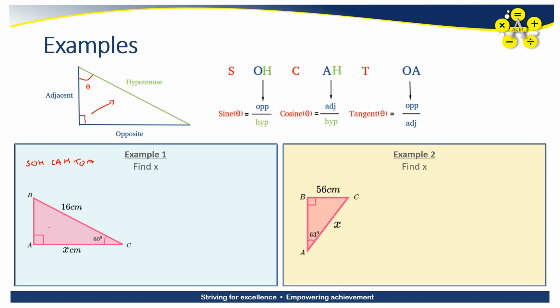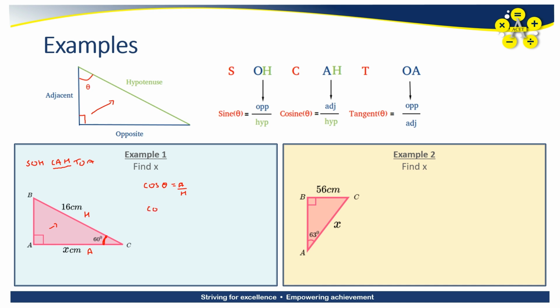So my right angle is here. The side opposite the right angle is the hypotenuse. And my angle is 60 degrees. This line X is touching it, so this is the adjacent. So I've got A and H. And when I look at my three ratios, I'm going to be using this cosine ratio. So cos of theta is adjacent over hypotenuse.